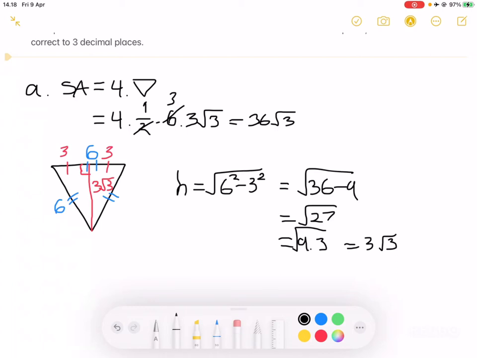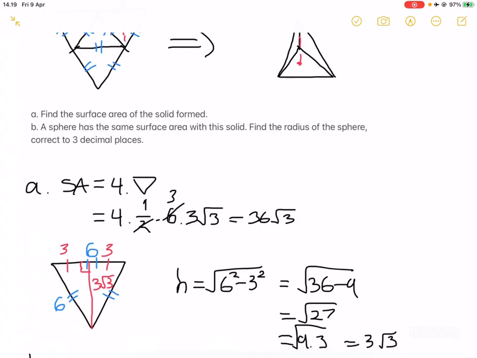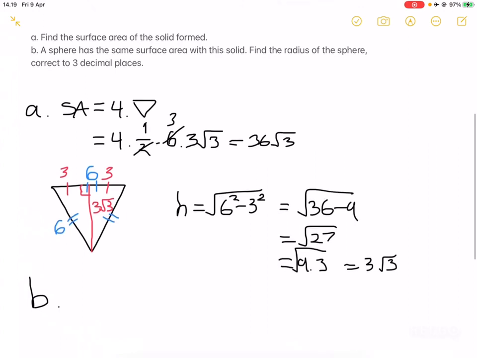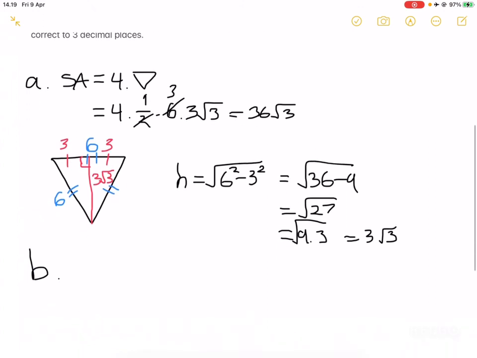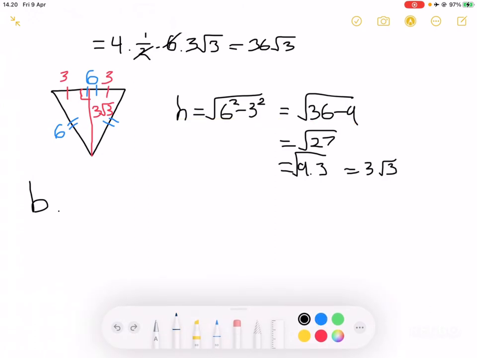There we go. For part B, it says that a sphere has the same surface area as the solid. Find the radius of the sphere correct to 3 decimal places. So I've calculated the surface area of our pyramid. We can actually set up an equation in terms of the radius of the sphere. And we recall that the surface area of a sphere is written as 4 pi r squared. And we can just set this equal to 36 square root of 3.